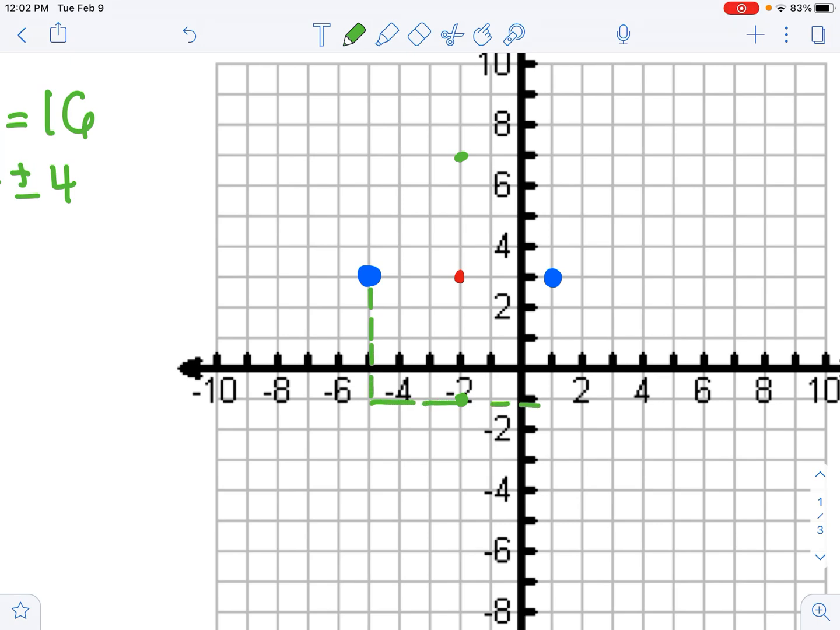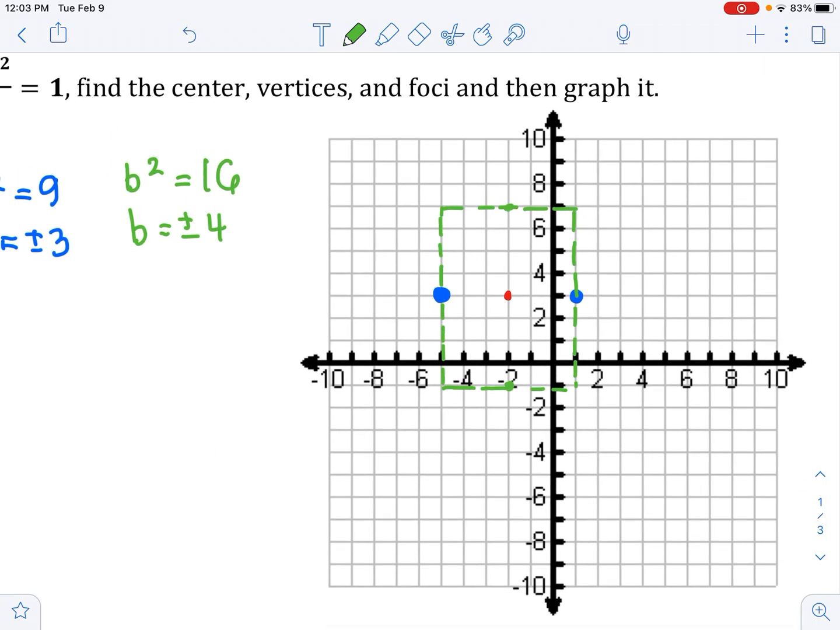Okay, so I need to make this into a rectangle. From this point, I'm going to come down, come over, come down from that, go up from that. There's also a dashed line maker in Notability, but I'm not that crazy. Now you're going to make your asymptotes. You're going to go through the corners, all the way across all of your graph paper so that you can have the most accurate graph possible.